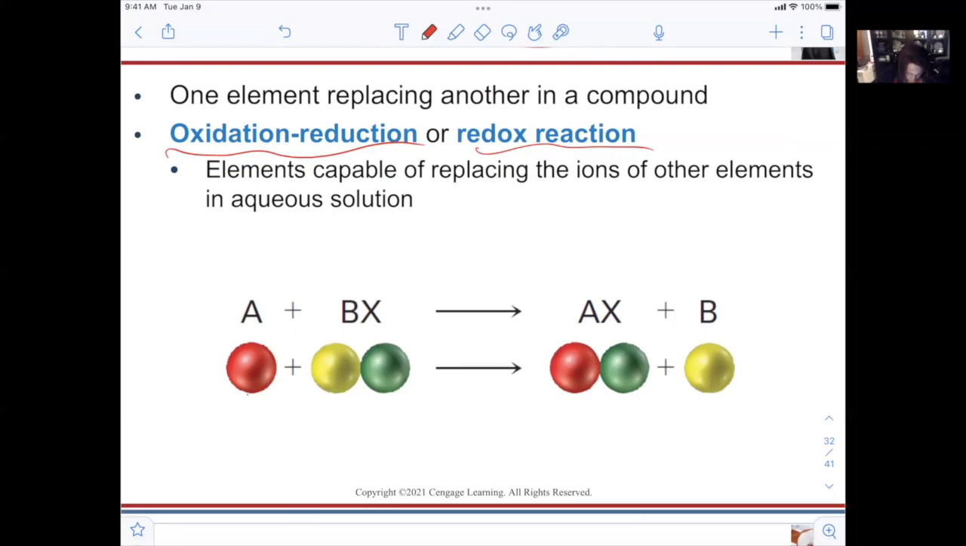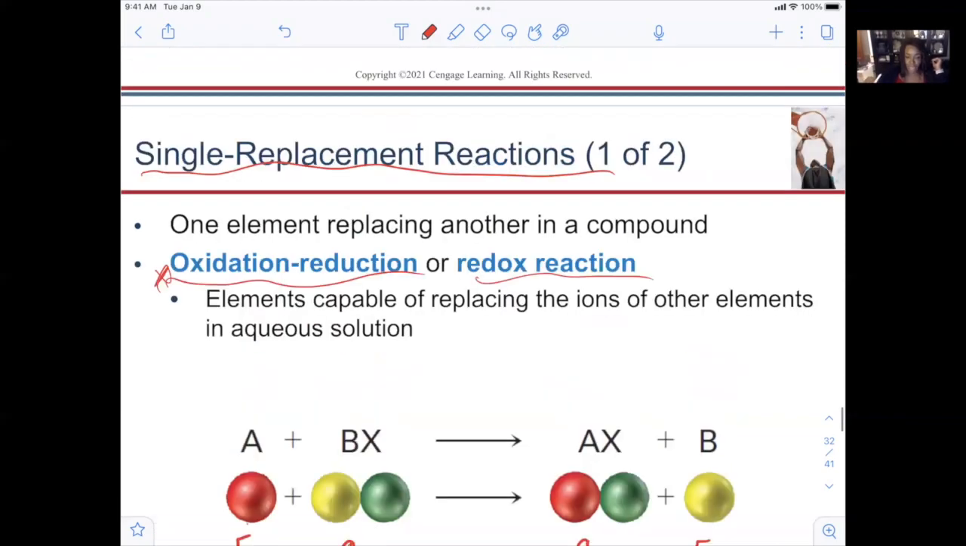Okay, so A is the element by itself. BX is the compound. AX is the compound. And then B is the element by itself. Okay, so we have this right here. So you can see in this chemical reaction, someone got replaced. A single element, ergo single replacement, replaces another element.